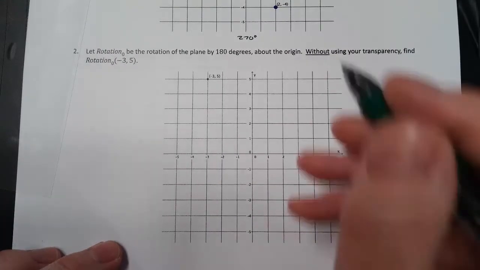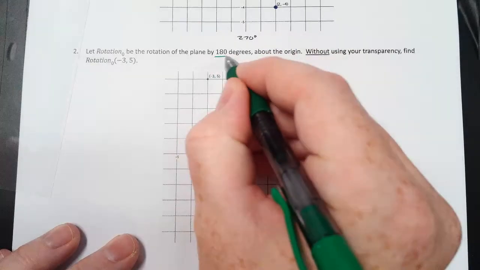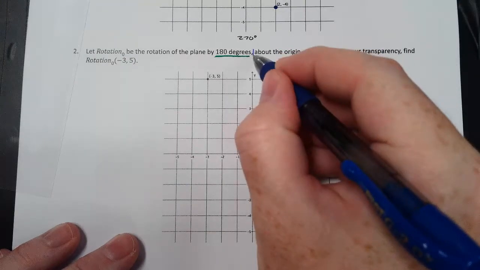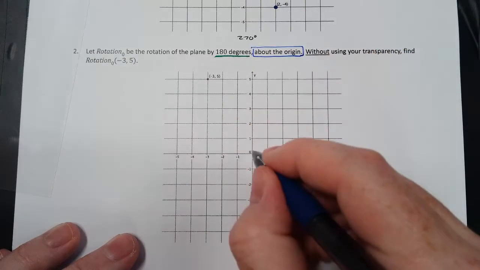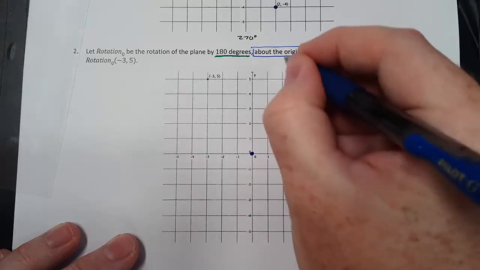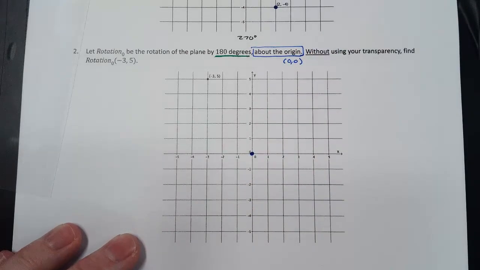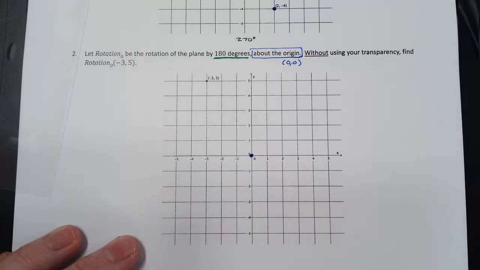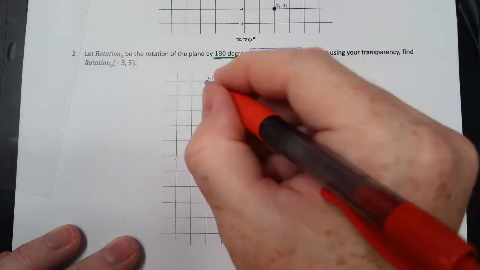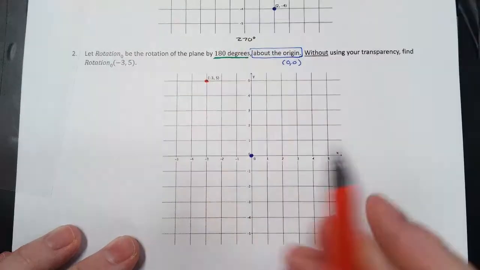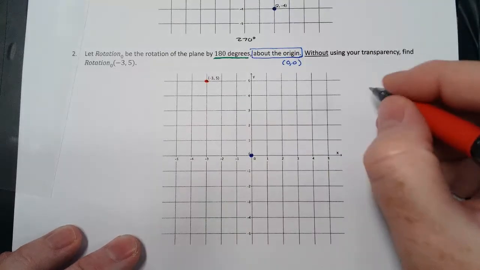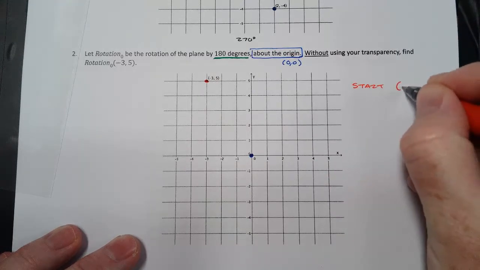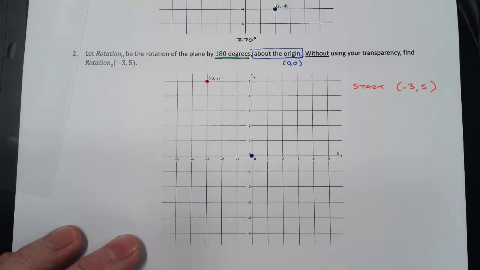So on this one, we're going again, a 180 degree rotation. So we're going 180 degrees, and we are going around about the origin. So the center is going to be the origin, 0, 0. And this says, without using your transparency, find the new point. So this up here, -3, 5, is what we're starting with.